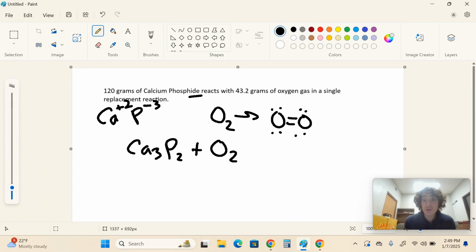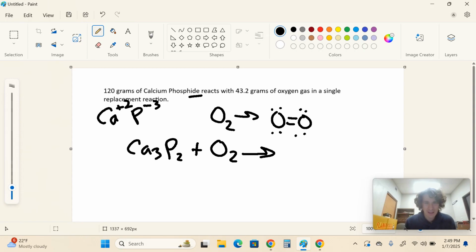So those are your reactants. And now this is a single replacement reaction, which simply means somebody is getting kicked out of this molecule. The oxygen is quote unquote by himself. He's single and he's looking to mingle. So he's going to kick somebody out. Who is he going to kick out? Well, he can only kick out the phosphorus.